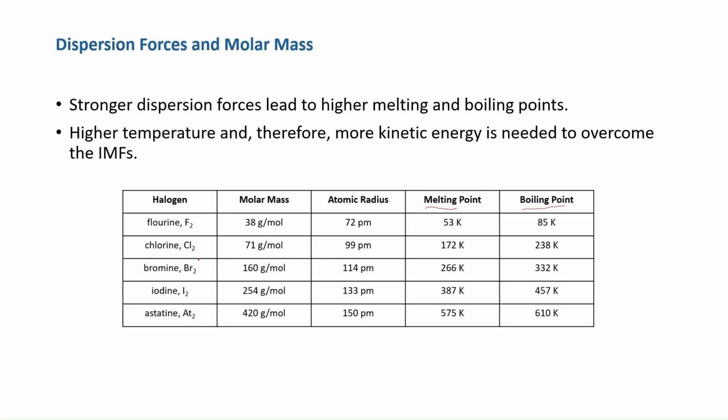Notice these halogens in here. If you look at the molar mass, it increases. Look at atomic radius, it increases. The same thing with the melting points and boiling points. So you can see the bigger the molecule, the more heat you have to give it. Why? Because the stronger the intermolecular forces. Okay?